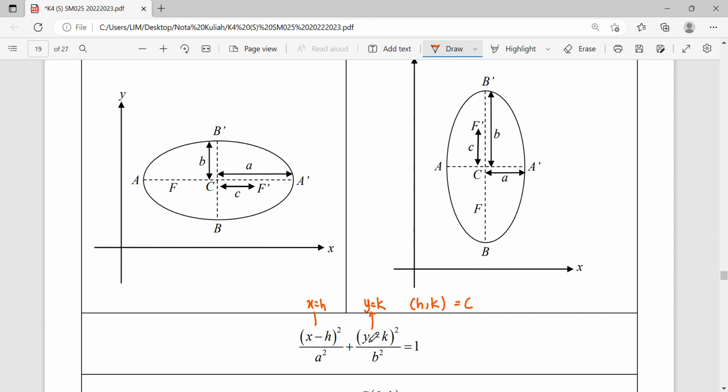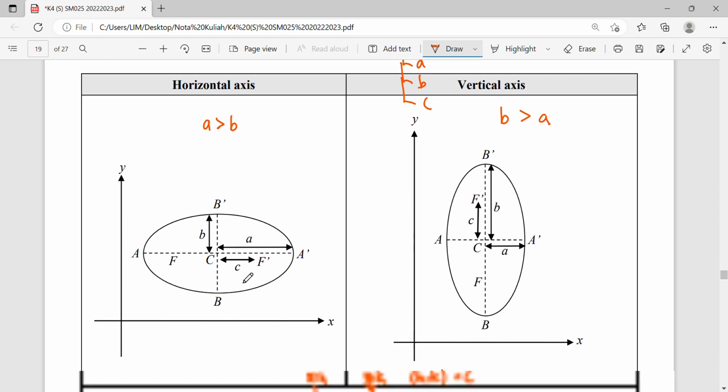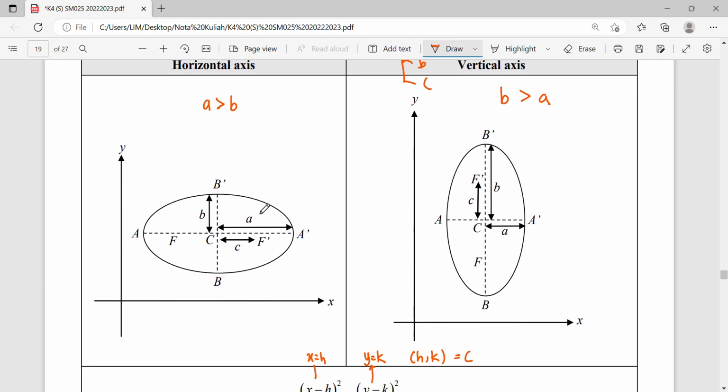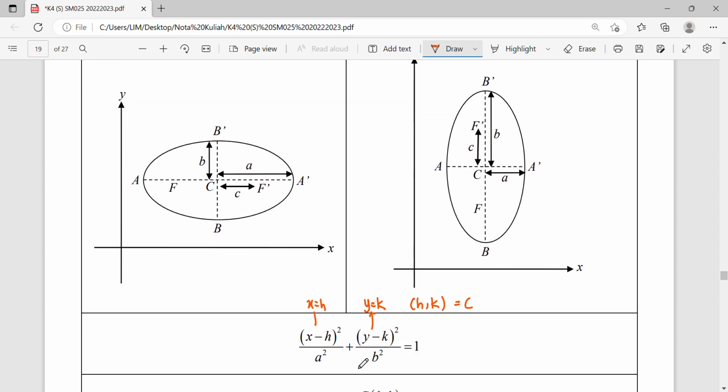Alright. So bila kita tengok nilai sini lagi besar, yang kiri kanan punya lagi besar daripada atas bawah, so kita akan tahu itu adalah ellipse yang jenis horizontal. So yang kalau menegak tu lagi tinggi, bermaksud nilai B ni akan lagi besar.